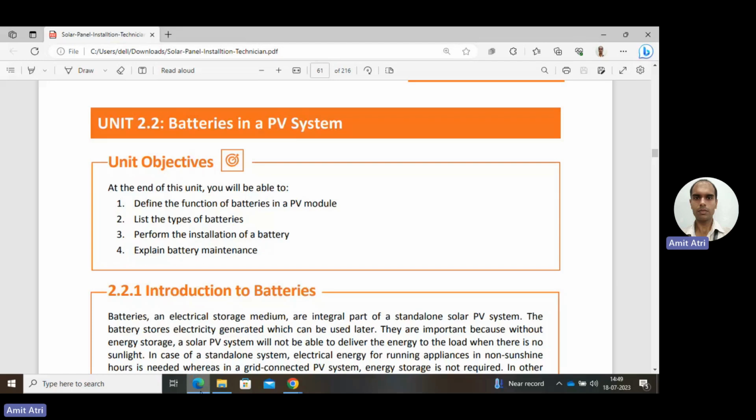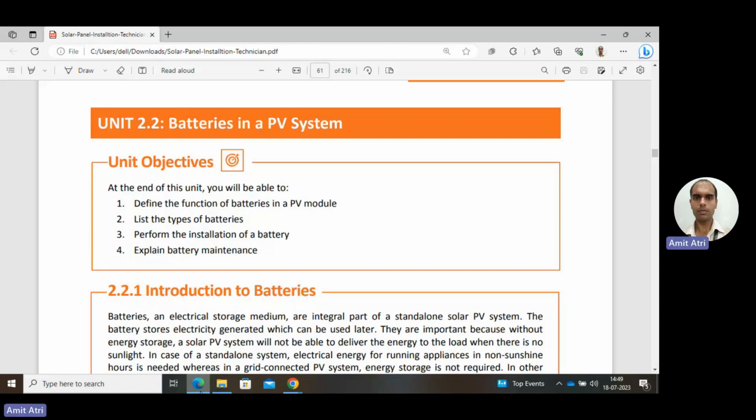Today we will be discussing unit number 2.2 in the solar PV installation course. So unit 2.2 is covering the batteries which are used in a PV system. So batteries, why do we need a battery?